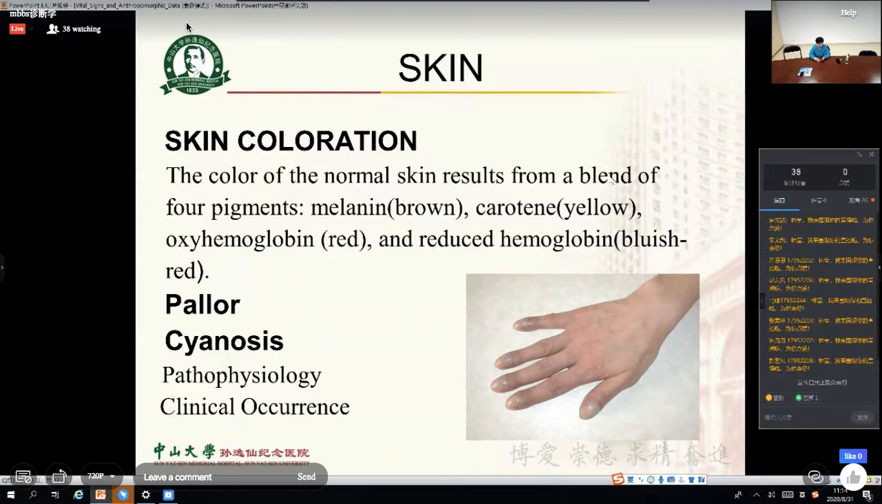If the patient shows paleness, the patient may have anemia. And if the patient shows cyanosis, this may be excessive accumulation of reduced hemoglobin. The patient may be short of oxygen, and may have cardiac disease, showing cyanosis of the skin around the mouth. These are the pathophysiology situations. And also they have some specific clinical occurrences that we need to know.